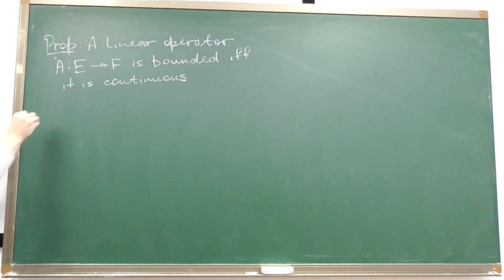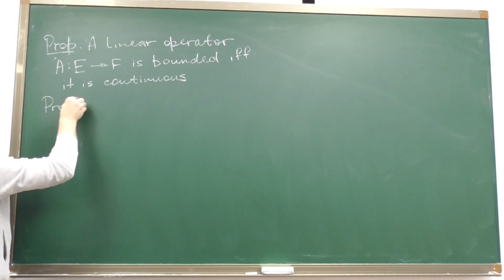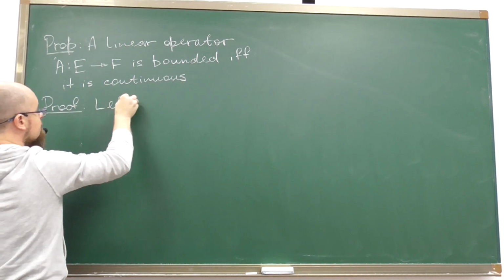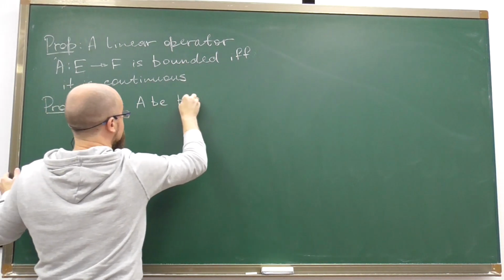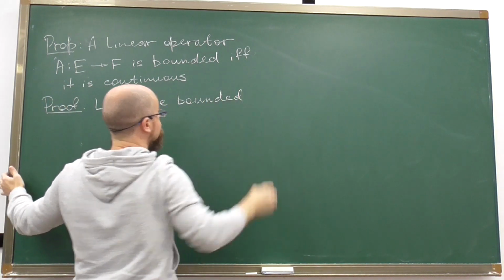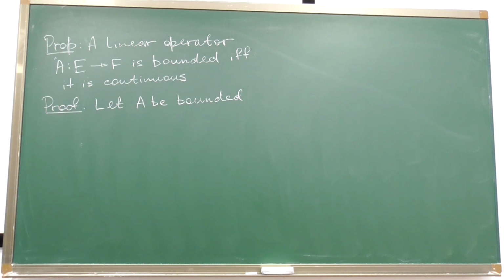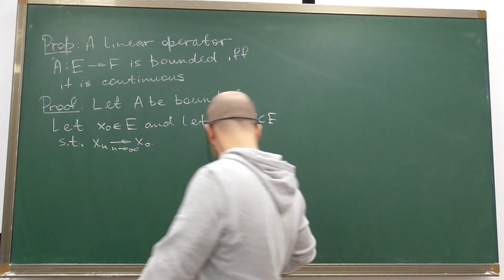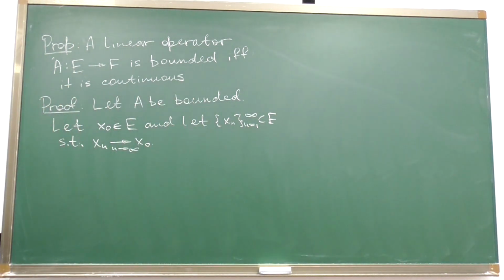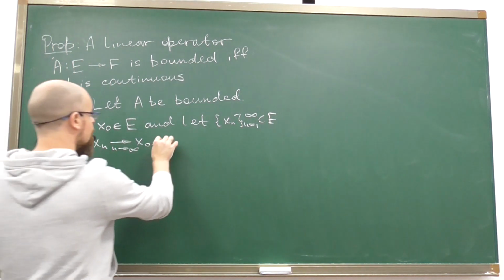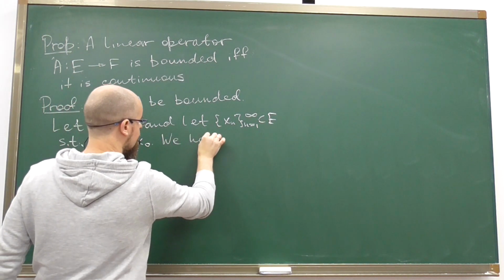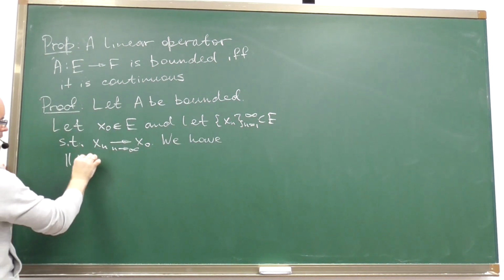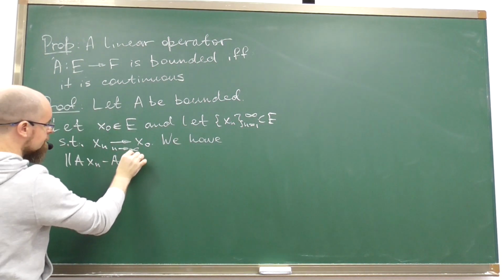Let's prove this. Let A be bounded. We want to prove that it is continuous. It's sufficient to prove that it's continuous at some point. So let's fix a point and consider a sequence converging to that point. And let's now consider the norm of the difference, A xn minus A x naught in F.